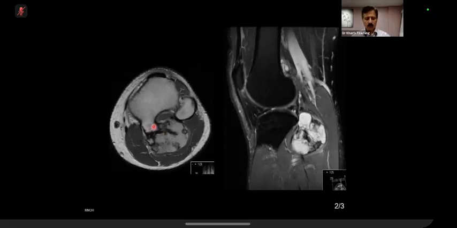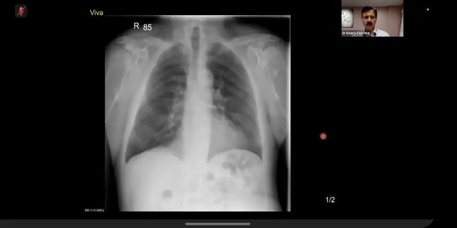Excellent. So if you see here, this is the cortex which merges with the cortex of the parent bone. From here to here, this high signal is the key on T2 or PD or STIR, whatever sequence. And this is all the cartilage cap, it is thickened. Spot diagnosis without wasting any time.